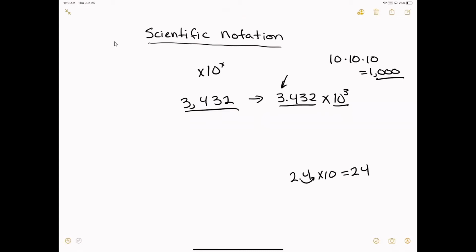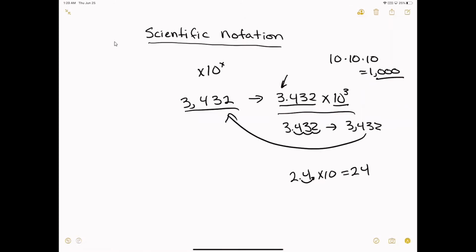Now up here when I write 3.432 times 10 to the third, I'm multiplying by 10 3 times. So basically I'm taking that 3.432, and if I multiply that times 10 to the third, I would move that decimal over 1, 2, 3, because I'm multiplying by 10 3 times. That is going to give us the number 3,432, which is the original number we had over here. So that's all scientific notation is.